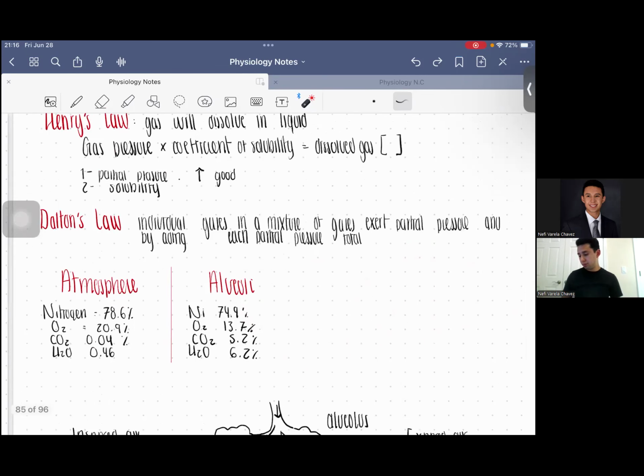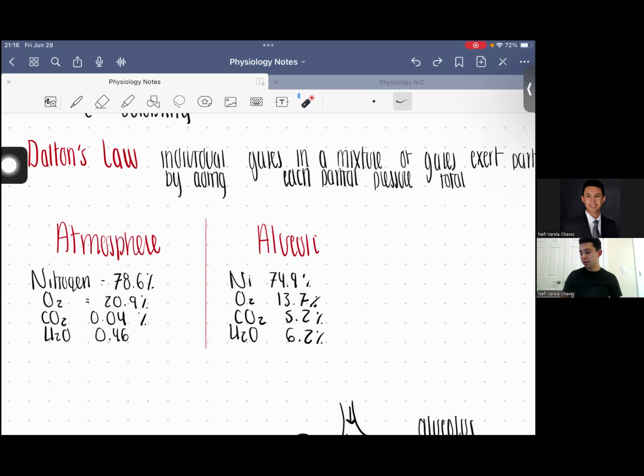As we learned previously, we have several pressures that play an important role in breathing: the pressure in the atmosphere and the pressure inside our lungs. In the atmosphere, we have a pressure of 760 millimeters of mercury.